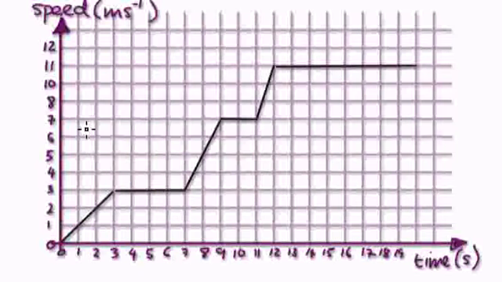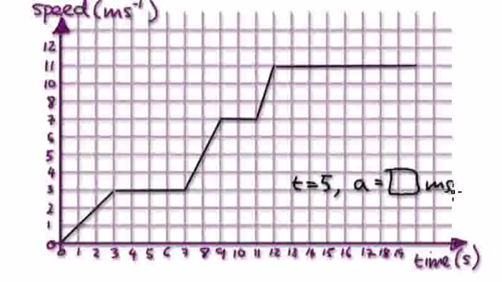Okay. Now next question. What is the acceleration at time equals 5? So I want to know the acceleration at time equals 5. So what is A? A is what? Meters per second squared. So fill in this gap. So press pause and have a go.